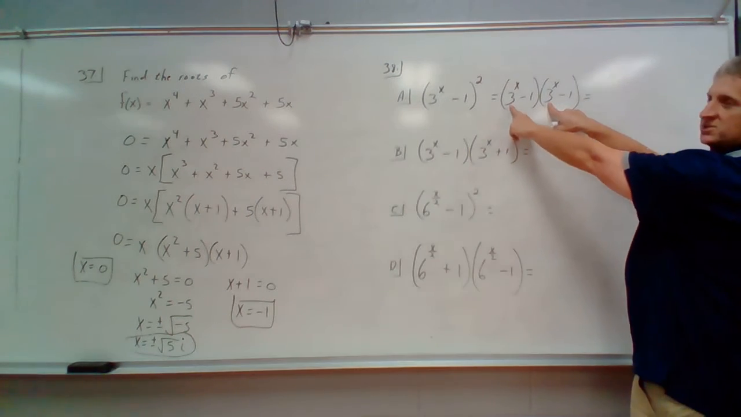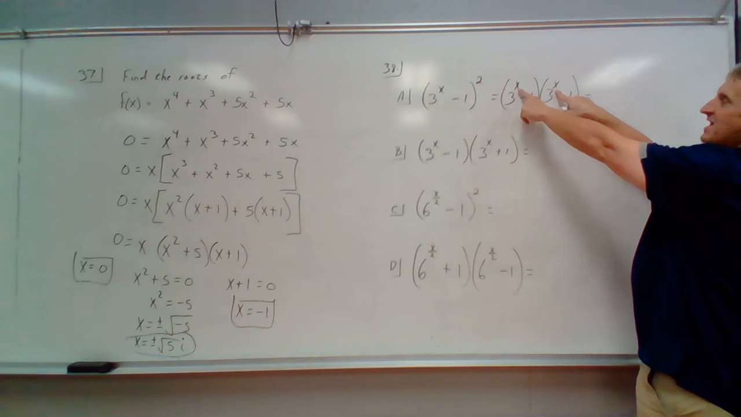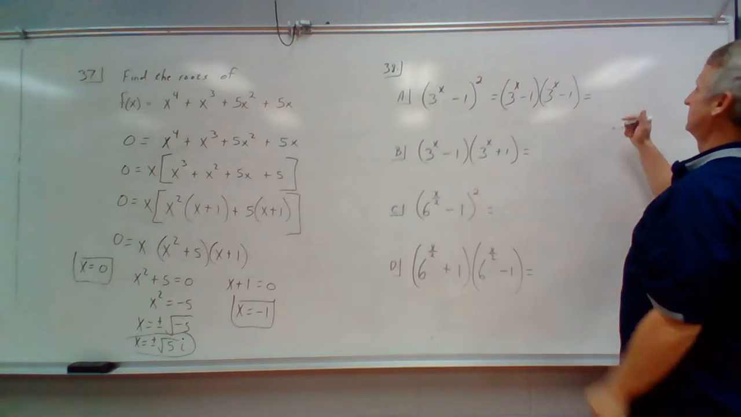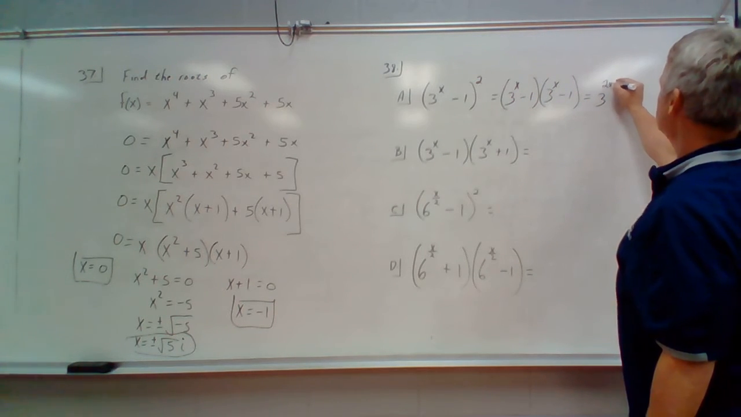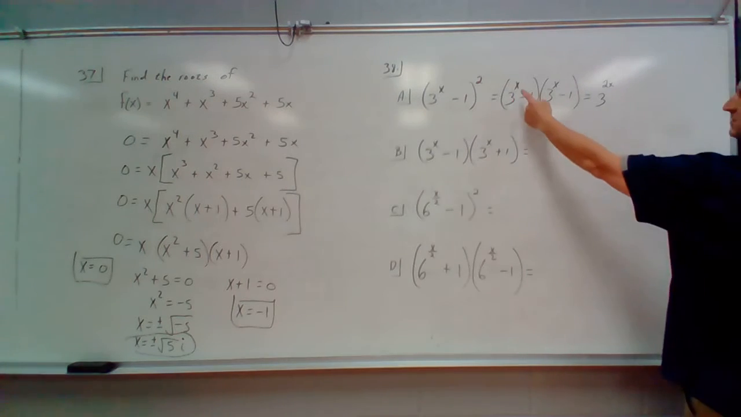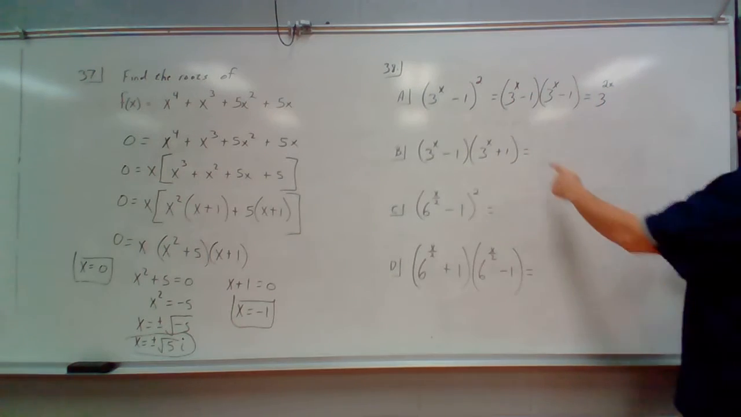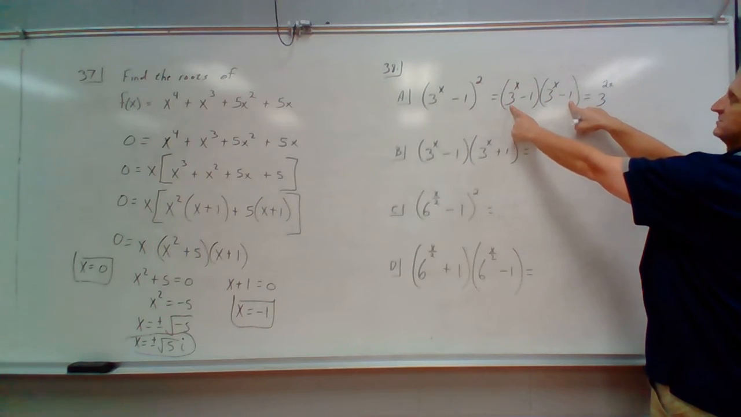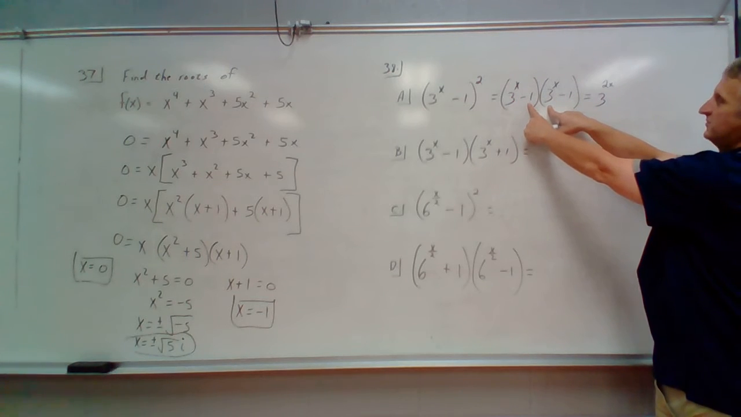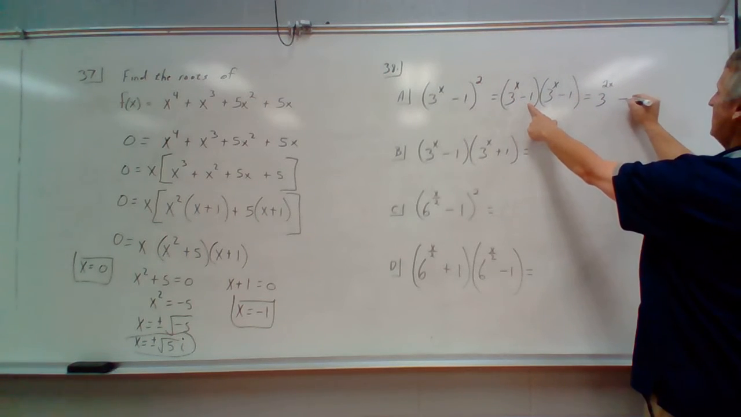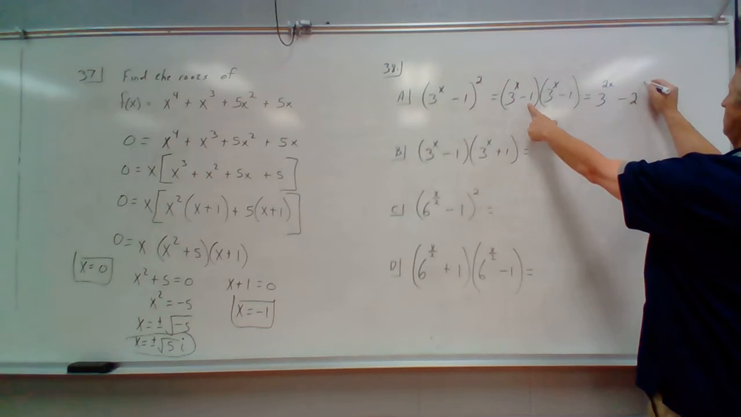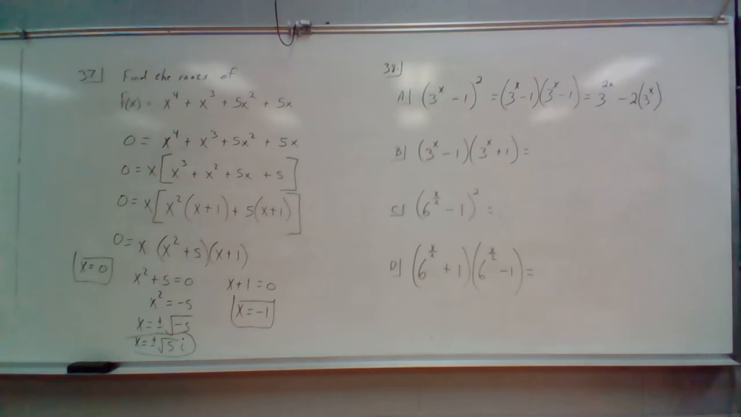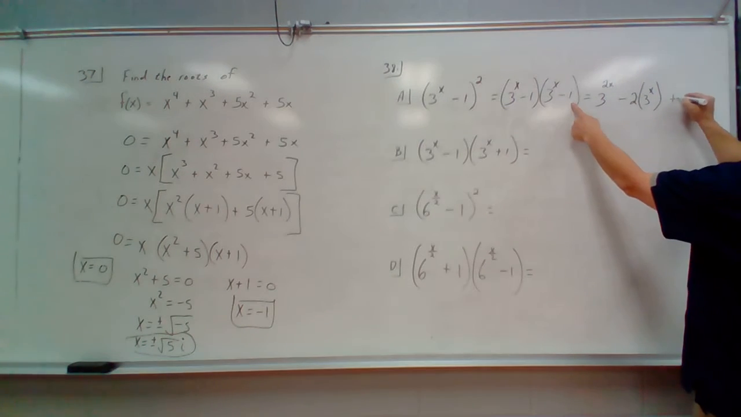If I multiply 2 numbers together with the same base, I should add the exponents. So x plus x is 2x. So that'll be 3 raised to the 2x power. And then I have 3 to the x times negative 1, so that's minus 3 to the x, minus another 3 to the x will give me minus 2 times 3 to the x. And then negative 1 times negative 1 is plus 1.